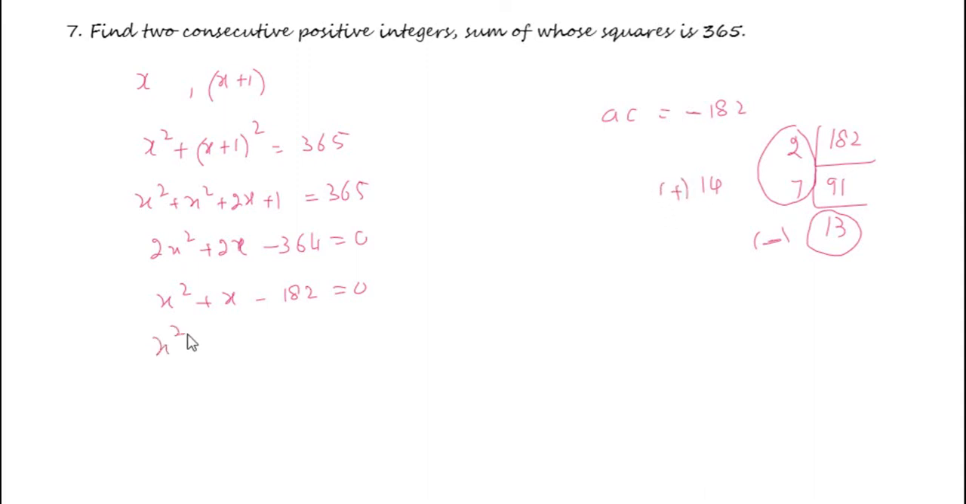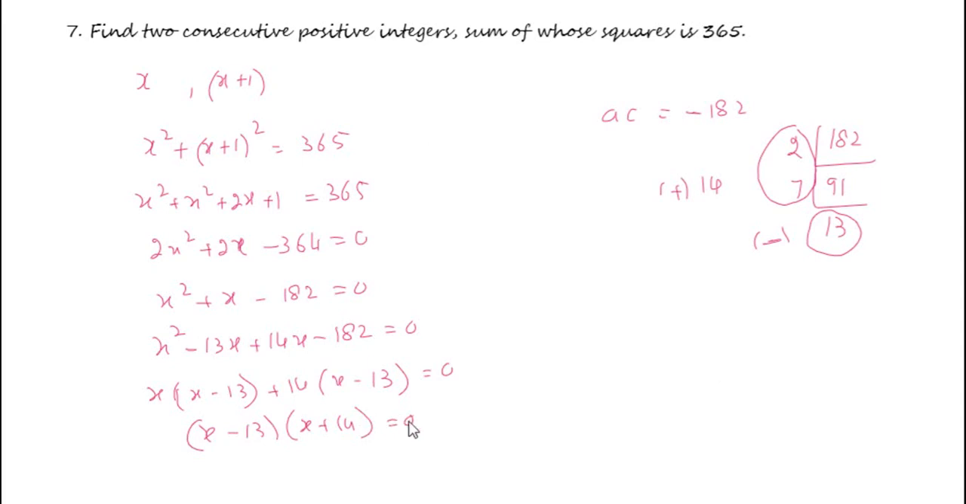x square minus 13x plus 14x minus 182 equal to 0. Taking out x, x minus 13 plus 14 into x minus 13 equal to 0. x minus 13 is common. What is remaining? x plus 14 equal to 0.